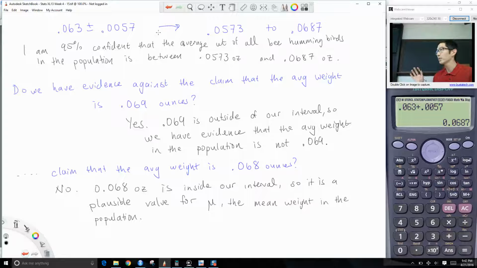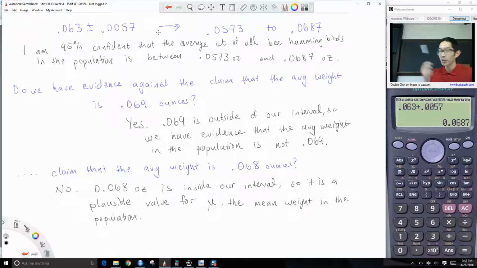Is that okay? Yeah, question. If something is really close to the end of the confidence interval versus in the middle, is the one in the middle more likely? Or is it just random? Yeah, so the word likely is not the correct word to use, okay? And I'll get to this.